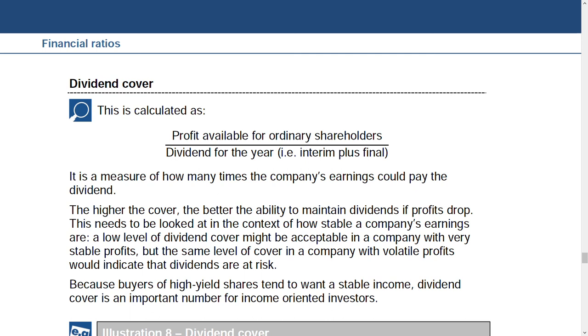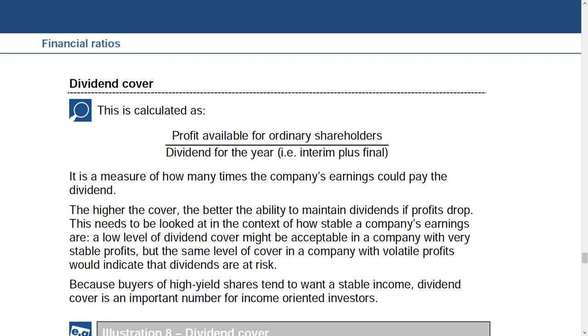Dividend cover: profit available for ordinary shareholders divided by dividend for the year, interim plus final. If interim is given, then plus the final also. And since dividend is paid to ordinary shareholders, so profit available for whom? For ordinary shareholders, not all. Only for ordinary shareholders, divided by dividend for the year.